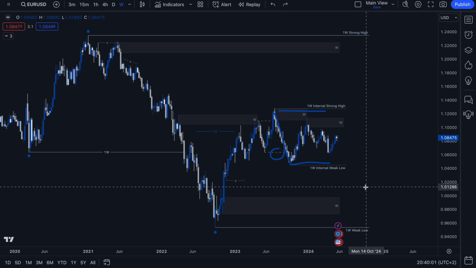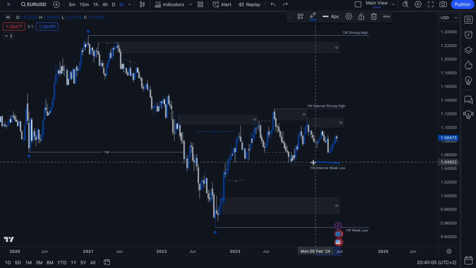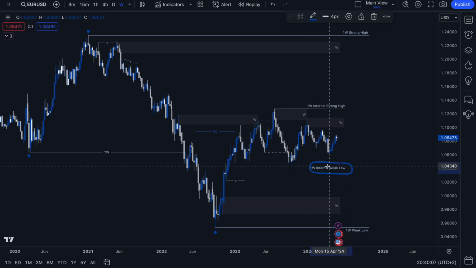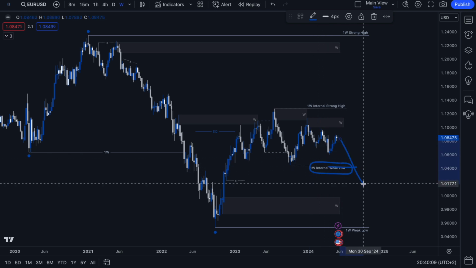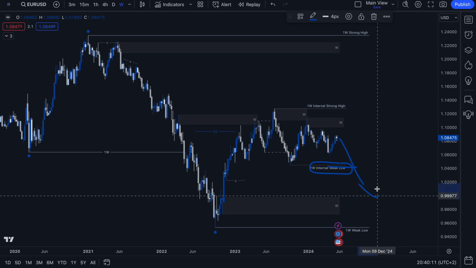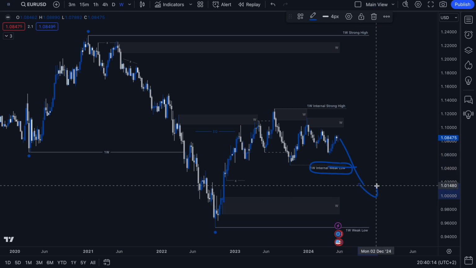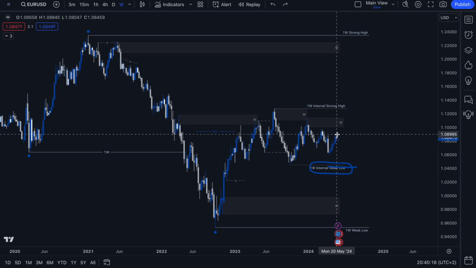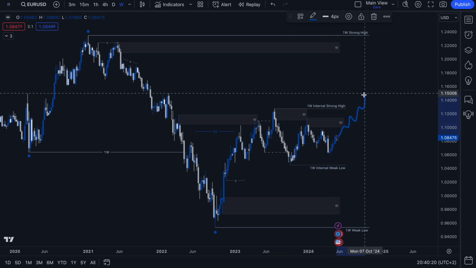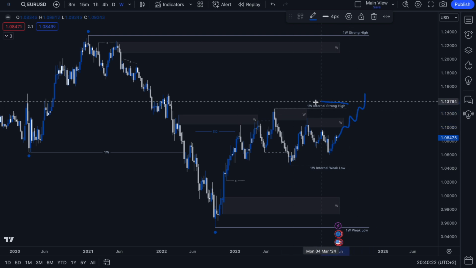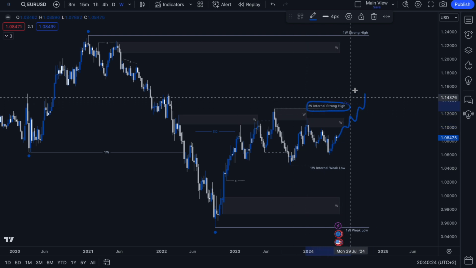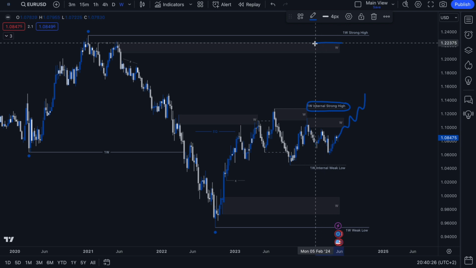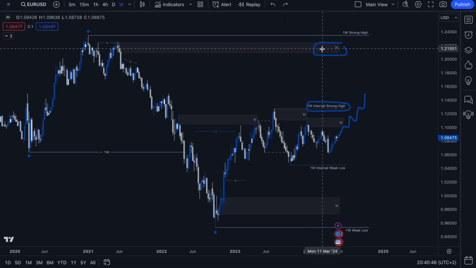However, because of the current consolidating nature of price action, I would like to see another bearish internal breaker structure here in order to reinforce that bearish weekly continuation phase. And the reason I say this is because as price action consolidates, we could easily see price action pushing up to the upside, violating our internal strong high, and potentially targeting this weekly supply zone, which sits all the way at the extreme of our weekly range.